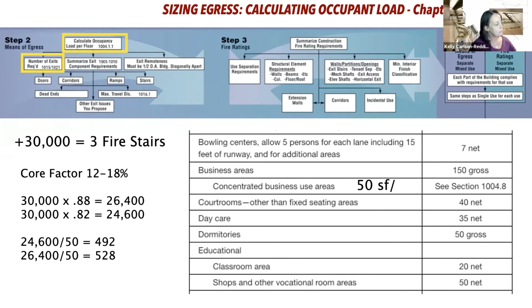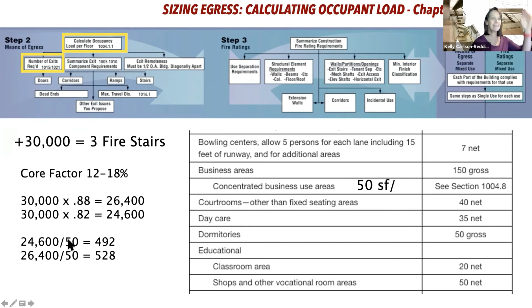So if I said on a certain floor, I have 24,000 usable square feet, and the function, which is different than the overall occupancy, the use of the space, was a business space, like an office space. Concentrated business use areas require 50 square foot per person. So if I had a 24,000 square foot floor plate, and I divided it by 50 to get my theoretical number of occupants, I'm going to get 492. Now you'll recognize that that is precariously close to 500.